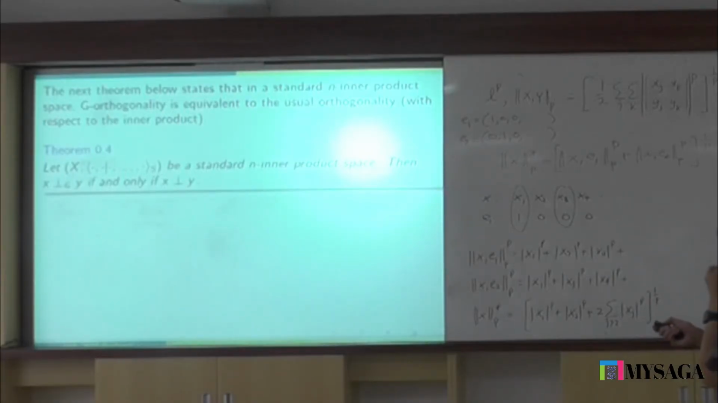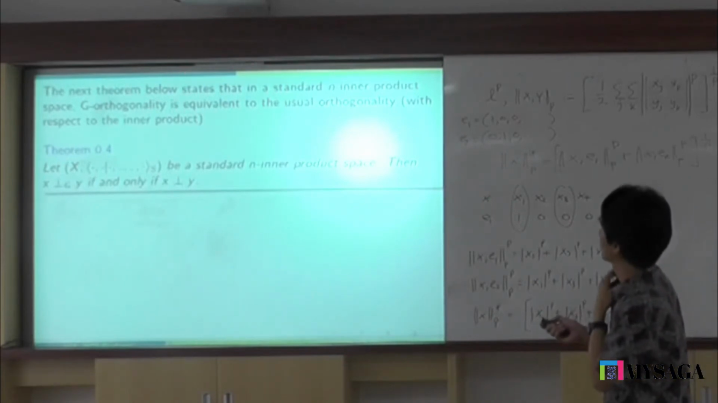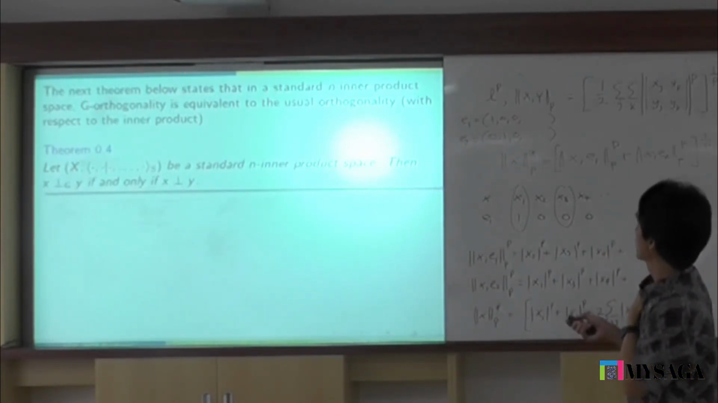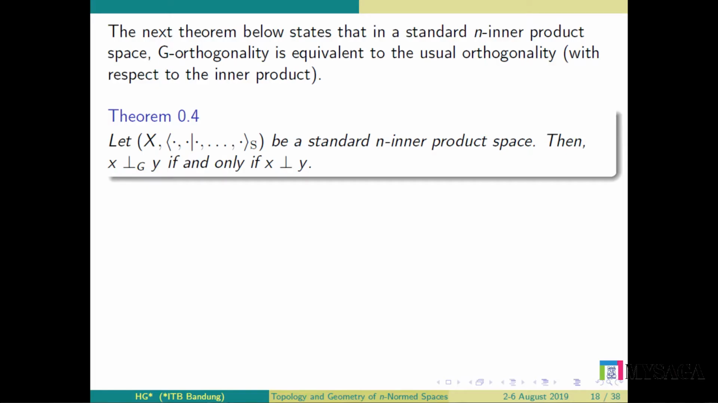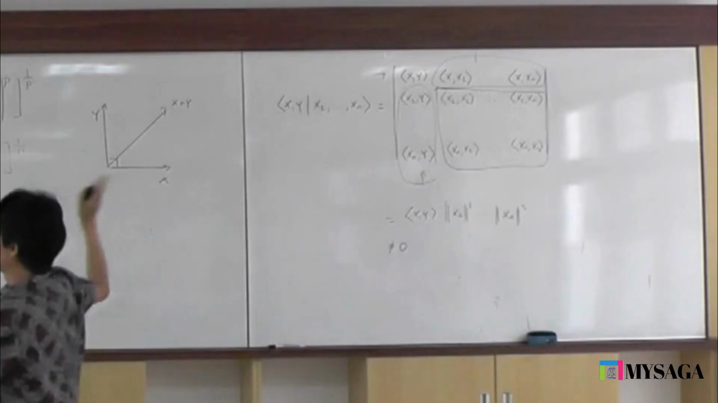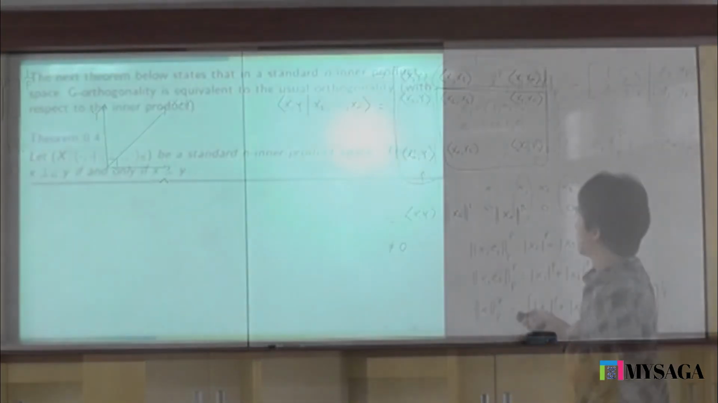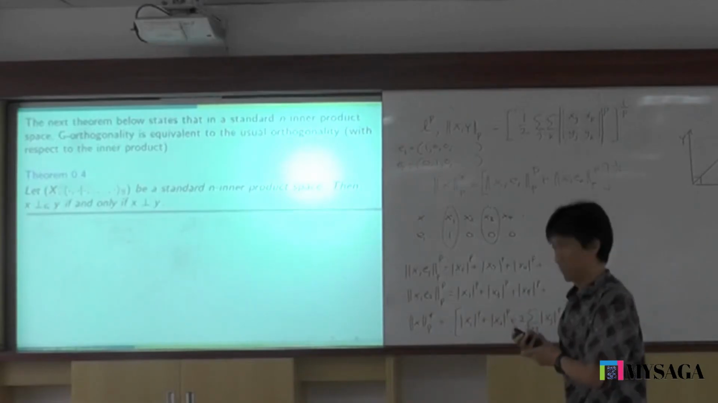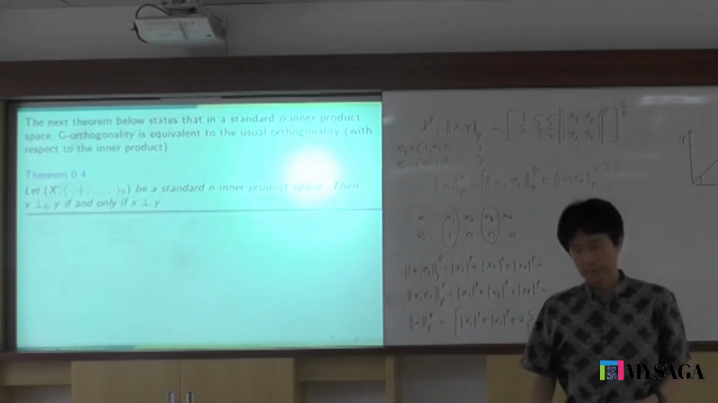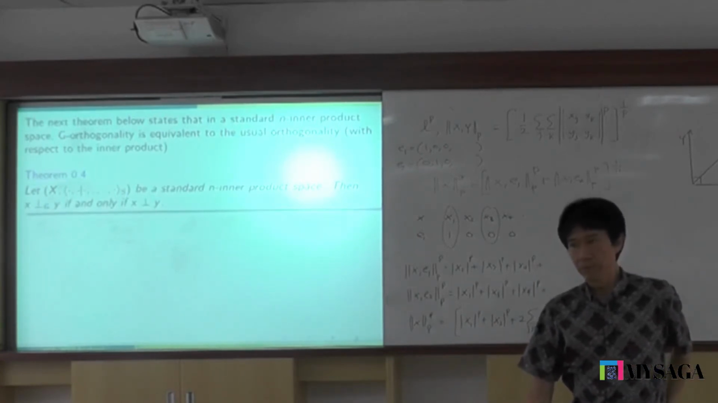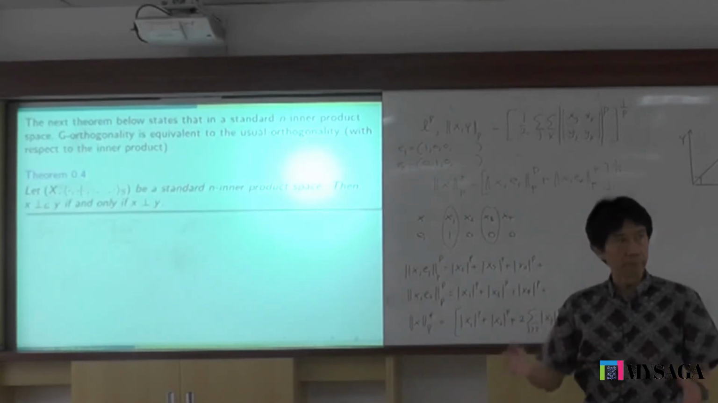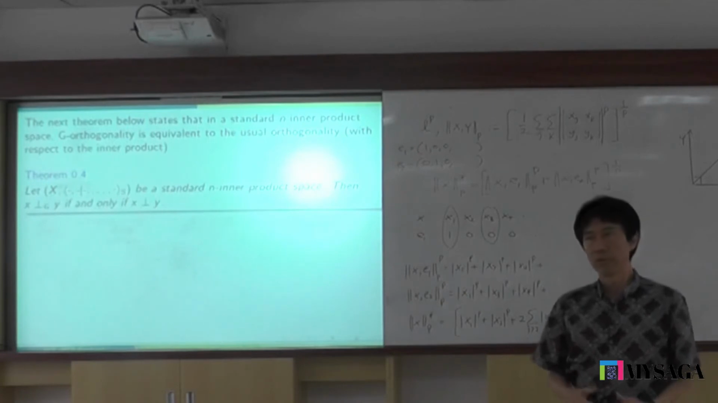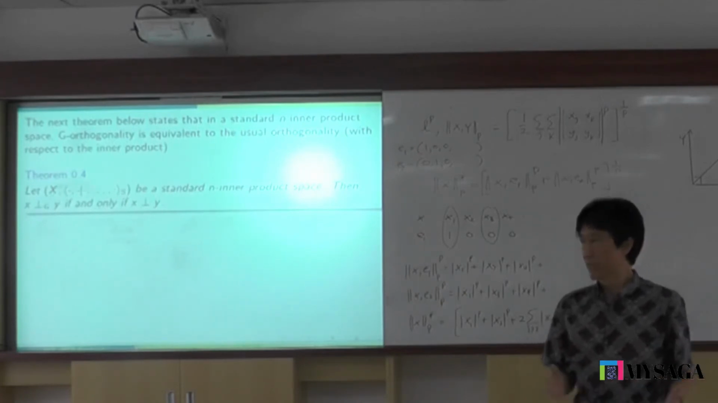So the next theorem, I usually have next and below. The next theorem states that in a standard inner product, where the formula for the inner product is given by the determinant, G orthogonality is equivalent to this. This is the important part of our result, because we don't want to define orthogonality in such a way that when we compare it to the inner product case, we get something different.